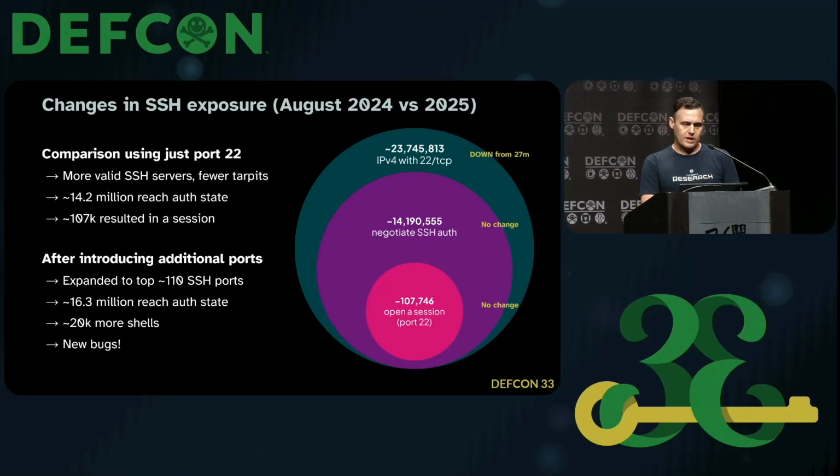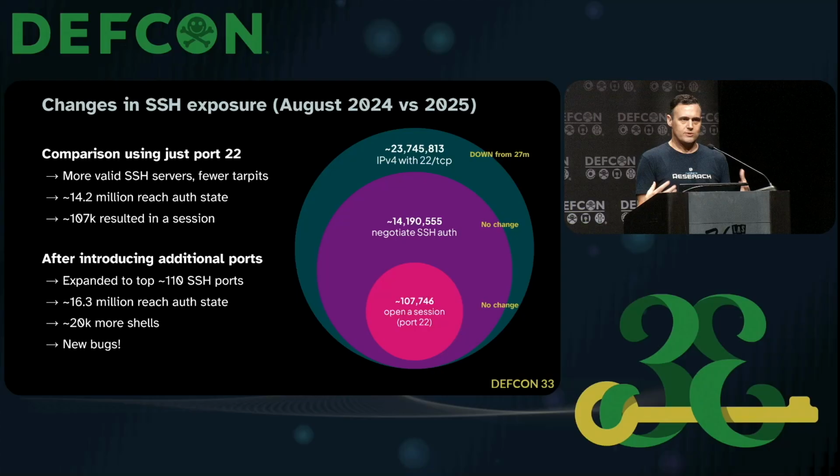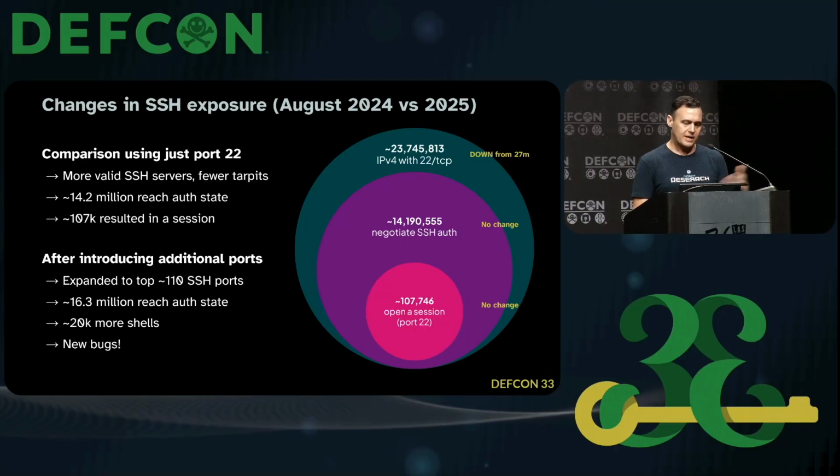So starting over from, okay, what did 2025 look like versus 2024, from a scan from a couple days ago? We found about 23 million SSH servers with a port open, down from 27 million, but still about 14 million that have SSH authentication, still about 107,000 sessions, so about 110,000. So effectively, there's no real change. In terms of actual exposed SSH daemons, there wasn't really a big impact between last year and this year.